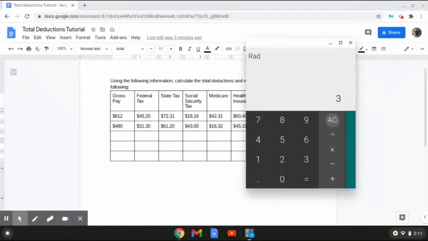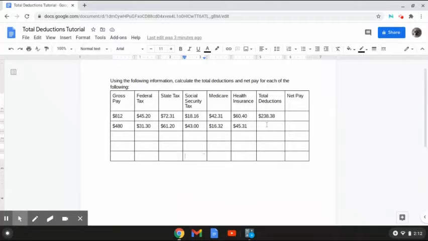Let's see. 3130 plus 6120 plus $43 plus 1632 plus 4531. Okay, so that will get our total deduction amount to $197.13. So the answer to this problem is $197.13 for our total deductions. And that is how to solve this problem. So let's hop on to another one.